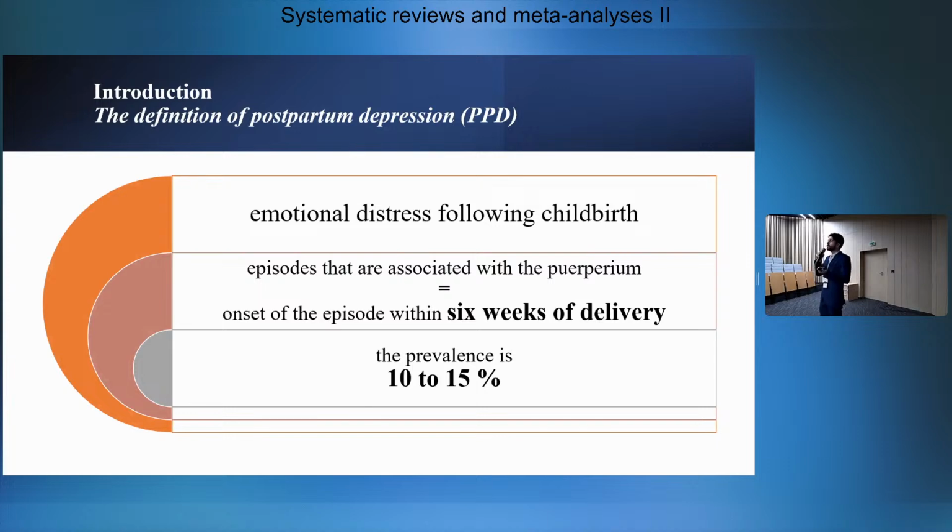It's associated with feelings of sadness, anxiety, and also fatigue, which can interfere with the ability of a mother to take care of herself or her baby. The World Health Organization requires that the onset of the episode needs to be within 6 weeks of delivery. However, the scientific consensus is not yet established here. Some scientific data says that it can occur even after 12 months after delivery. And according to the newest scientific papers, the prevalence of such a condition is approximately 10 to 15% of pregnant women.